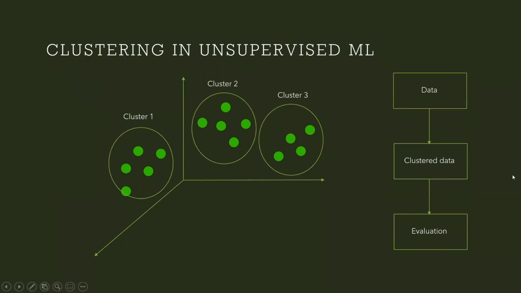And then take a look at this. This flow diagram explains how unsupervised machine learning actually works. Data comes in, it's transformed into cluster data. And then, of course, we do something similar to what we did with supervised machine learning. We've got to evaluate our prediction.